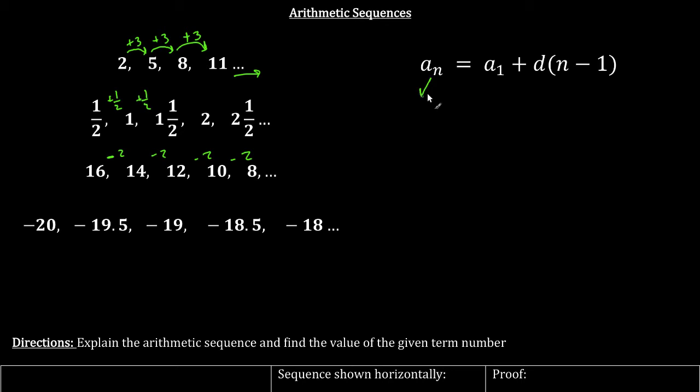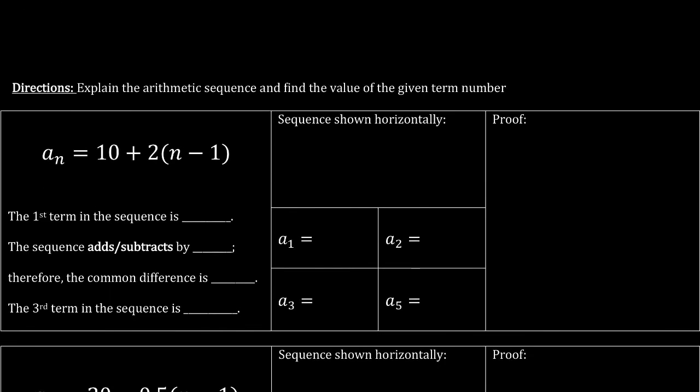We'll say that n is the term number, and we'll understand this more in a second. A sub 1 is your first term. D is your common difference, and we'll go over all this. And then this is your term number. So let's go ahead and jump into it.